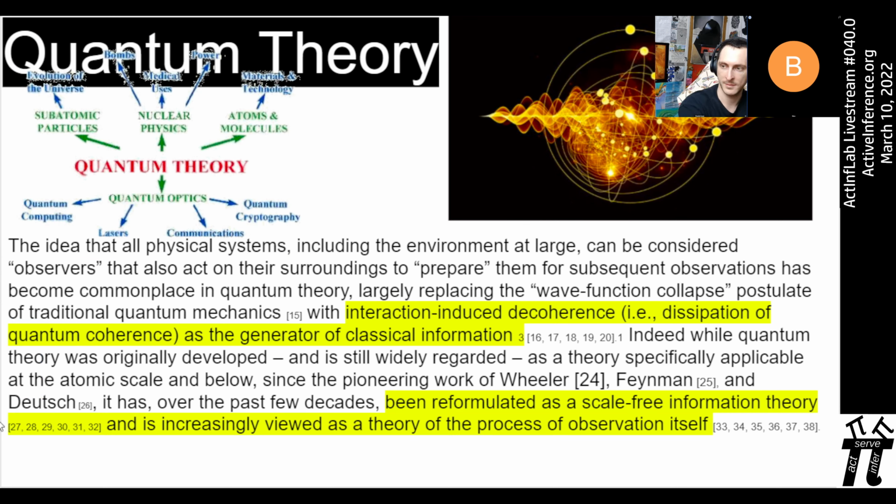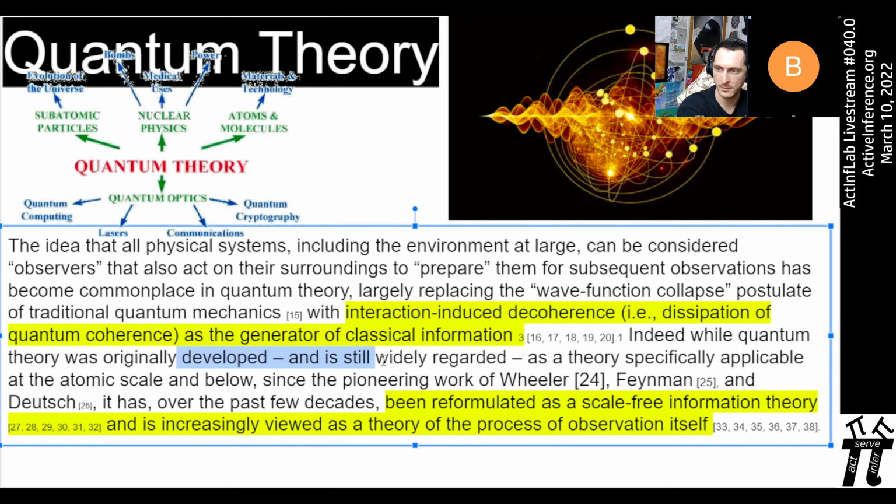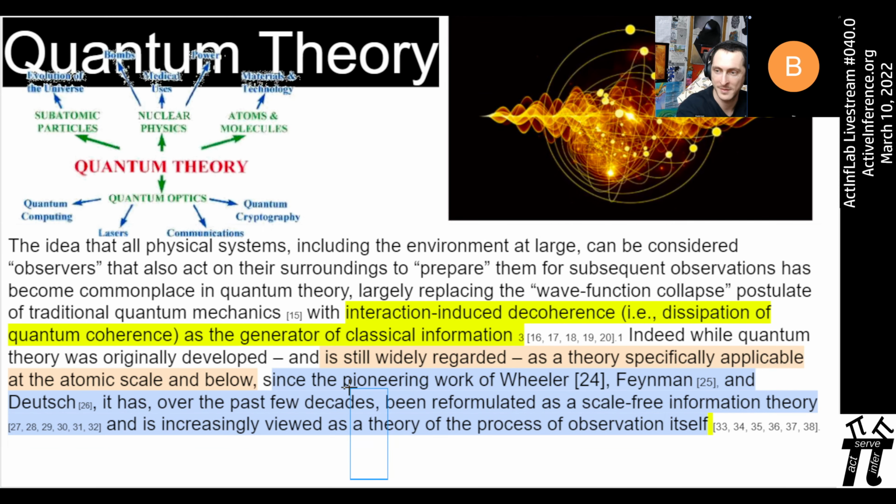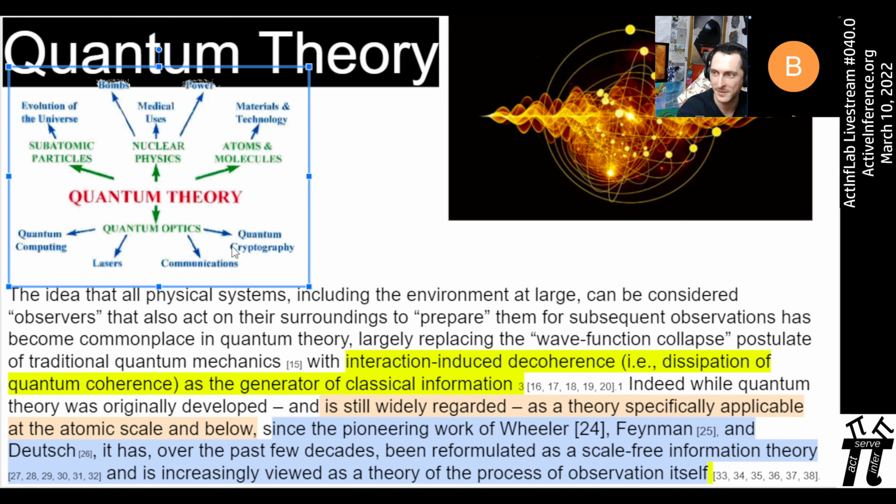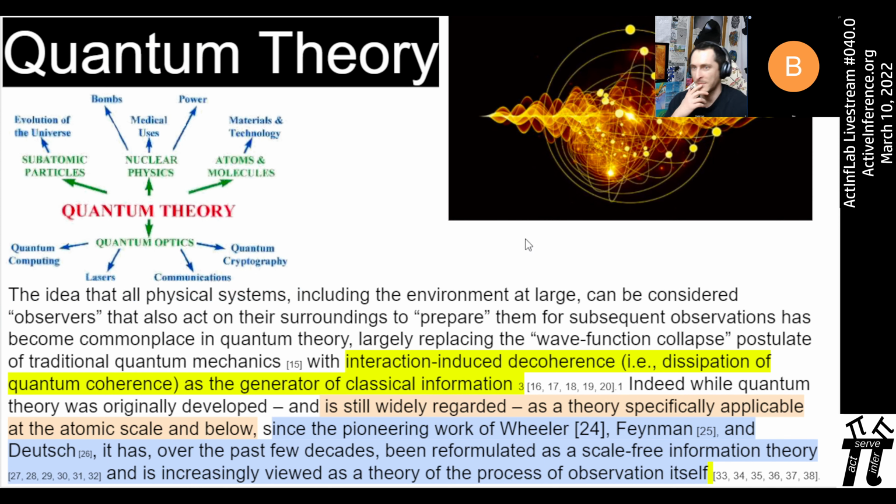And they say, indeed, while quantum theory was originally developed and is still widely regarded as a theory specifically applicable at the atomic scale and below, since the work of Wheeler, Feynman, and Deutsch, it has over the past few decades been reformulated as a scale-free information theory and is increasingly viewed as a theory of the process of observation itself. So yeah, I think when we think about quantum, we think about the observer. At least I do. I think about the observer phenomenon. Just the act of observing a system changes the system. So that's kind of a fundamental thing that comes to my mind. What comes to your mind, Daniel, when you think about quantum theory?